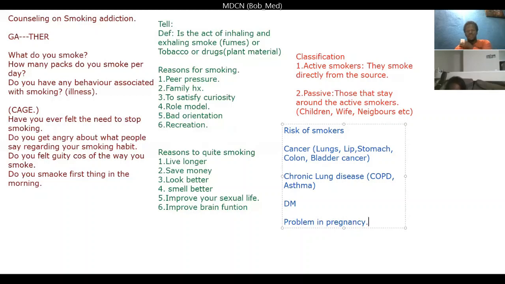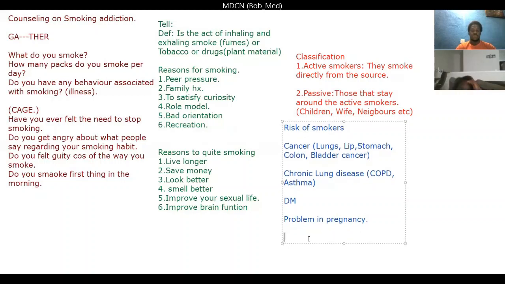So you want to advise the father, if he smokes, to stay away a bit from the pregnant mother, because they are also at risk. So you want to give different complications during pregnancy. You understand? Some vascular diseases, so at risk of different vascular diseases that affect the vessels, even thrombosis and all the rest.